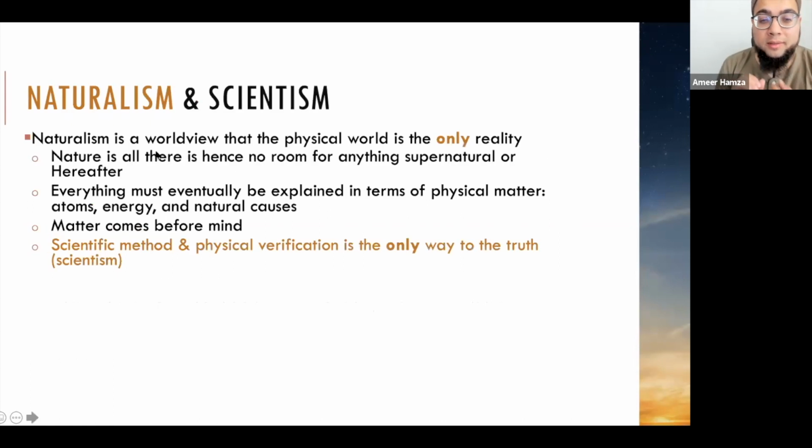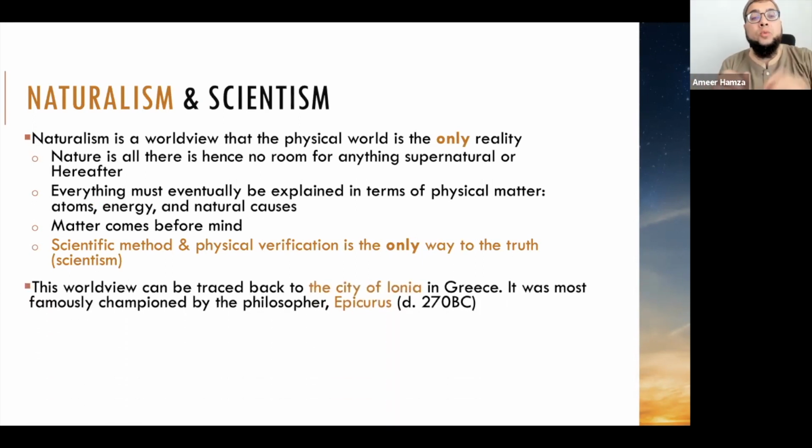With this in mind, you guys, we are ready to move on. We're not dismantling naturalism yet. We're going to get there, inshallah. But for now, I just want you to understand the worldview. Here we go. Sister Nuzhat, please go ahead and read what it says on the slide here.